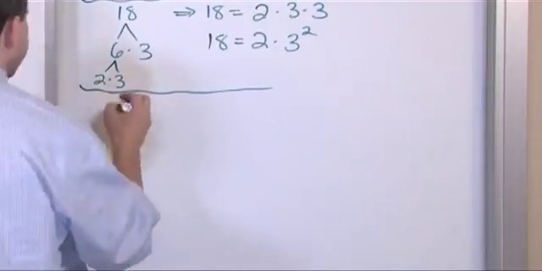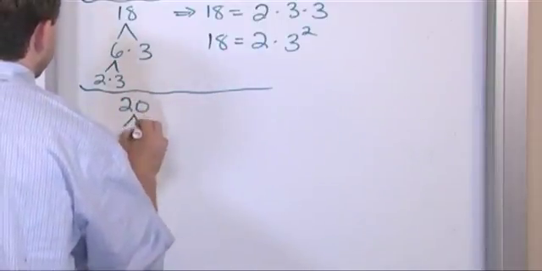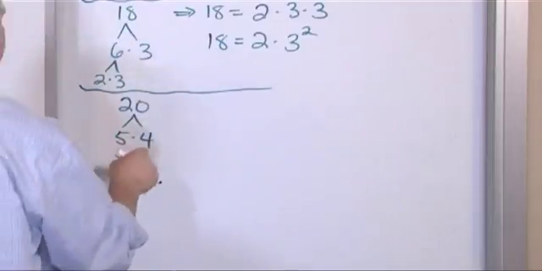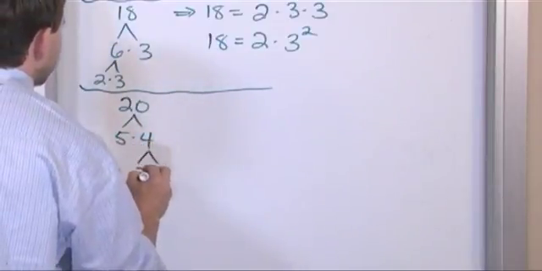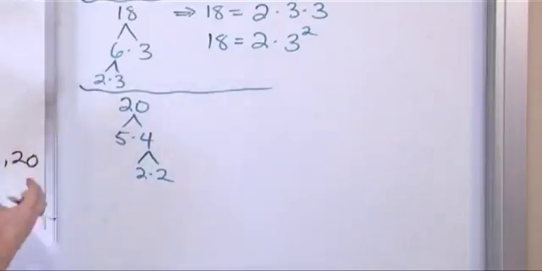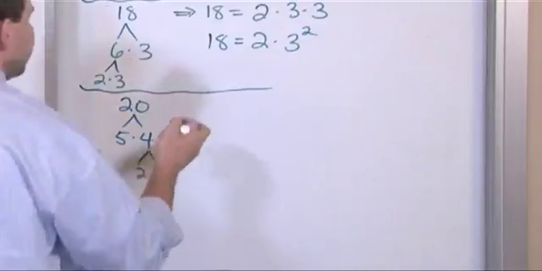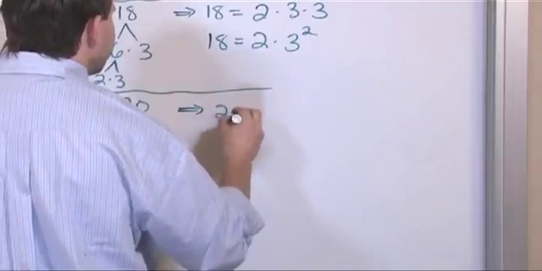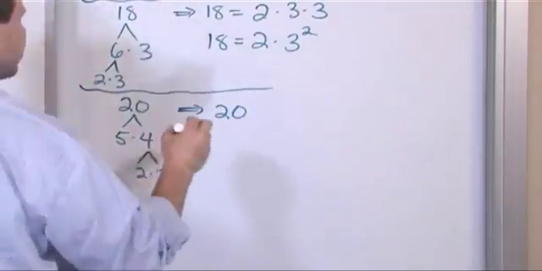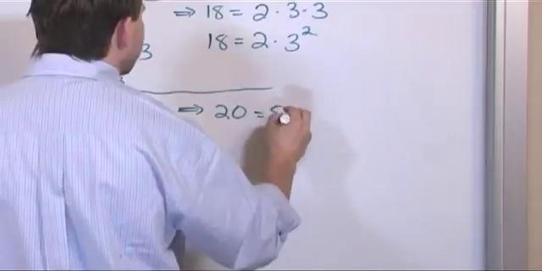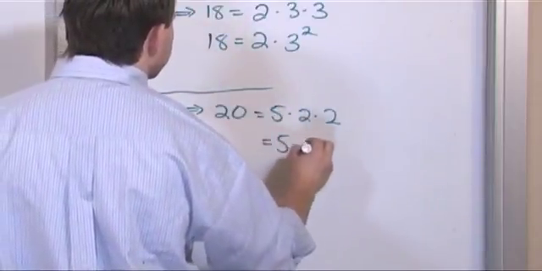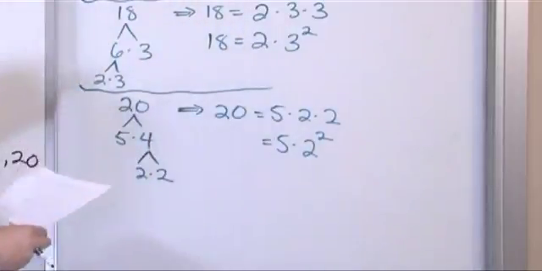All right, now let's say we have the number 20. Well, we can write that as 5 times 4. This is prime, but we can write this as 2 times 2. So we're done. Everything in the bottom of the tree is factored. Now, if we're going to write the factorization, that means you're actually showing the things that multiply together in the bottom of the tree. Then you would say 5 times 2 times 2, which can be written as 5 times 2 squared.